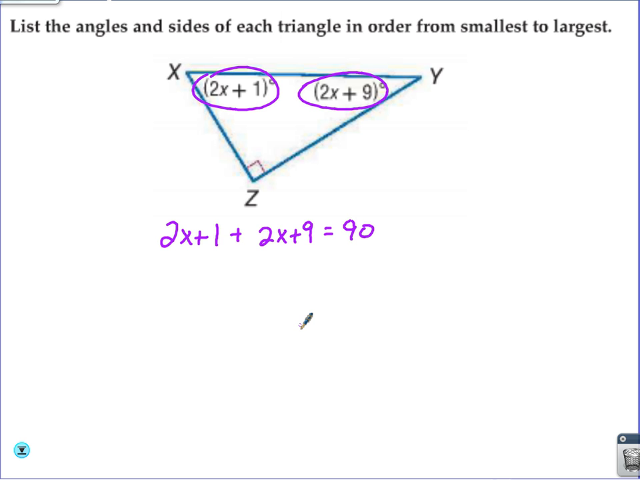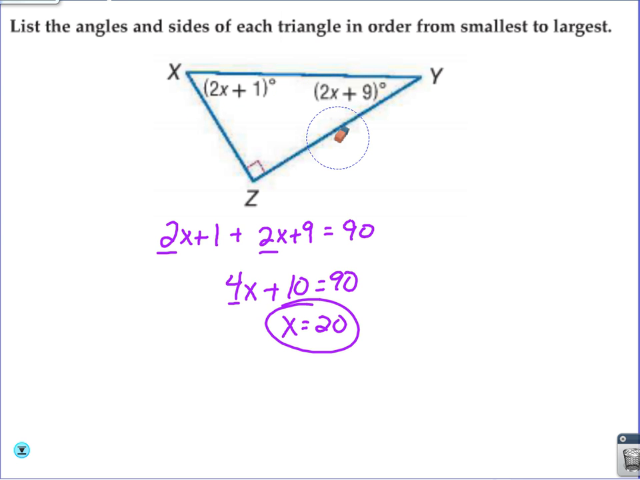So from what Ethan said, I have 4x plus 10 is 90. Let's solve that in 2 steps. Sydney, let's do it in our head. Our plus 10, let's move it to the right side. What does the 90 become? And we have to divide by this 4, and we get x is, perfect, 20. And if x is 20, now I know what my angles are: 41 and 49.